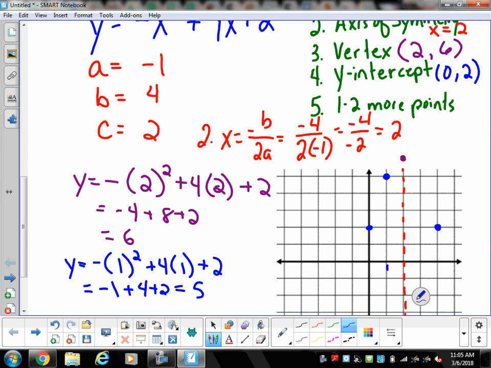And as always with the parabola, I can also find my corresponding point now, which will be 1 unit to the other side. And from there I can draw my parabola.